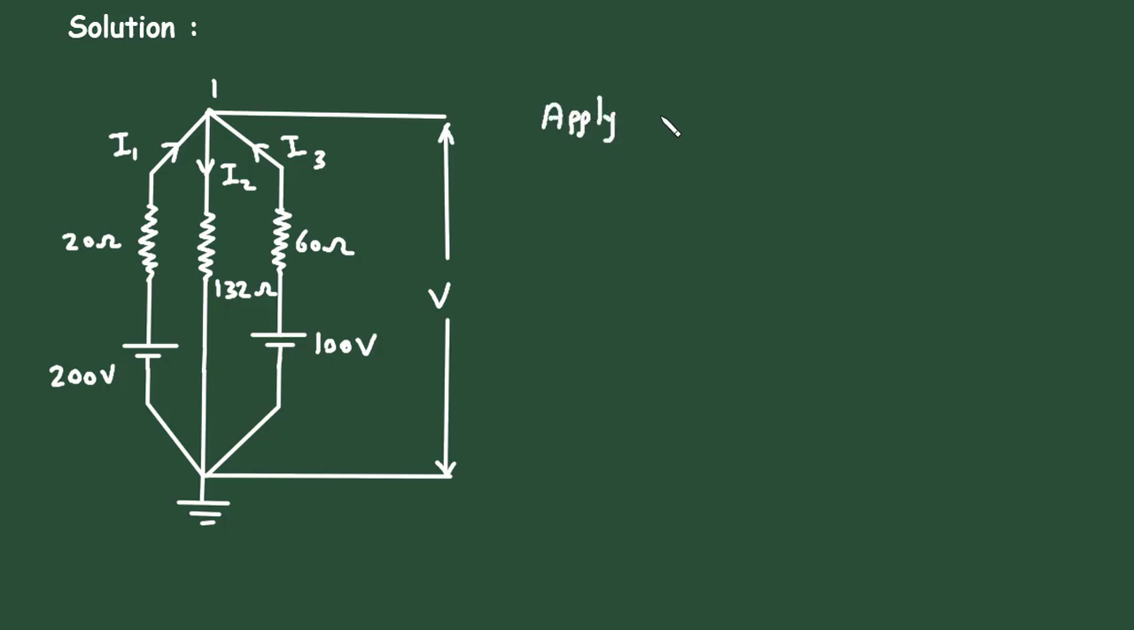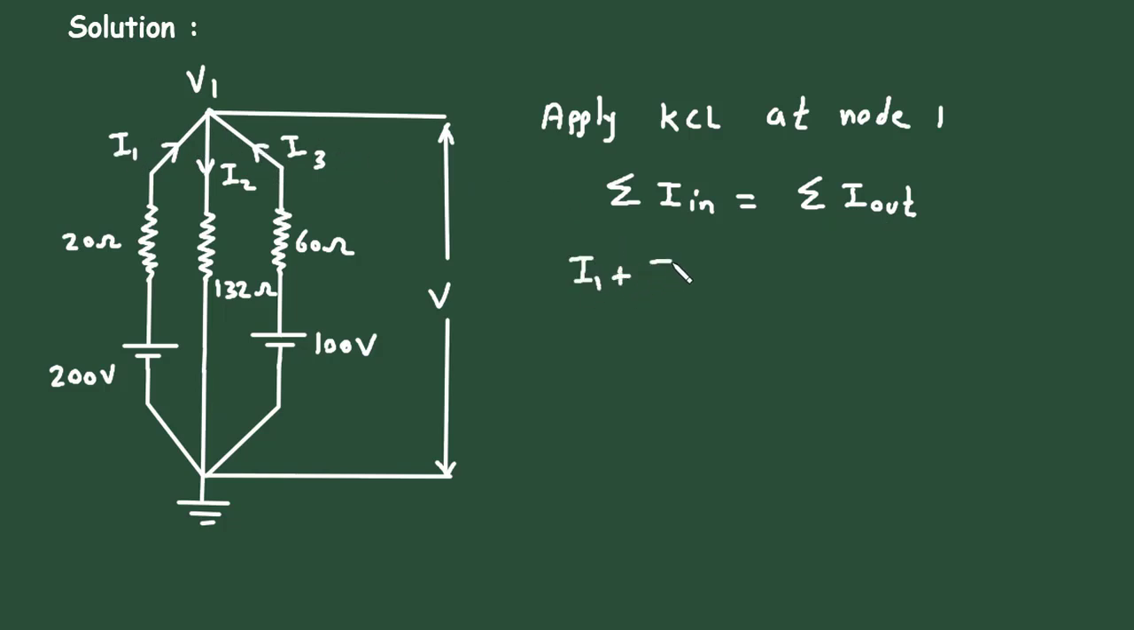Apply KCL, that is Kirchhoff's current law, at node 1. Now let's say this node voltage is V1. According to KCL, the summation of all the currents entering a node is equal to the summation of all the currents leaving the node. So summation of I in is equal to summation of I out. Now here the entering currents are I1 and I3. I1 plus I3 is equal to the leaving current I2.